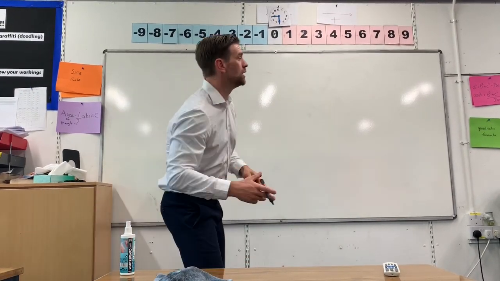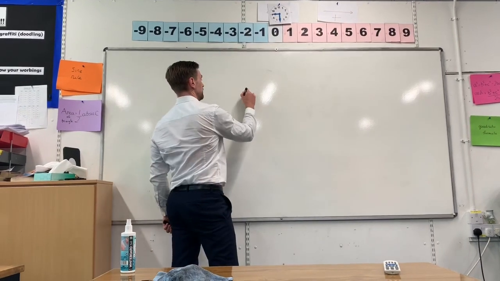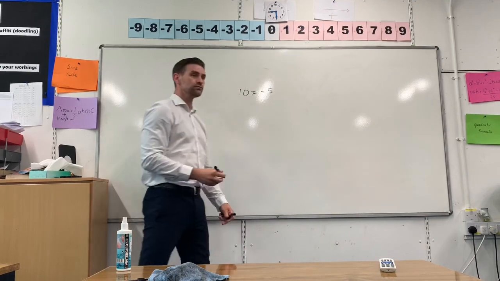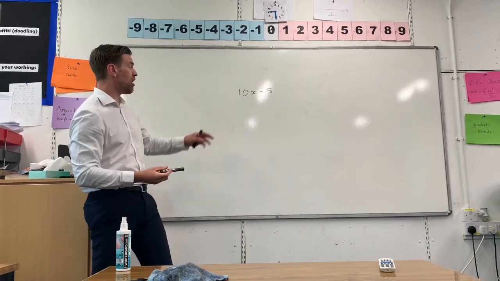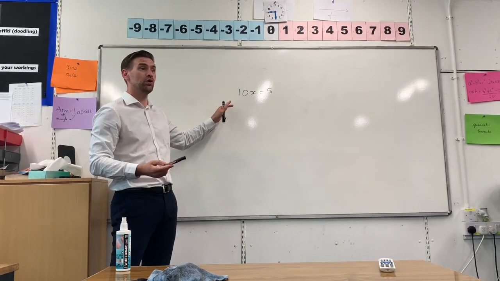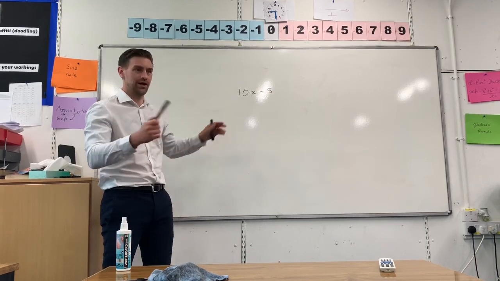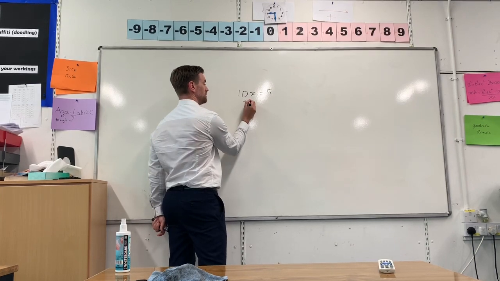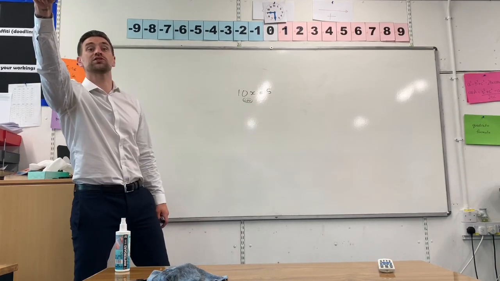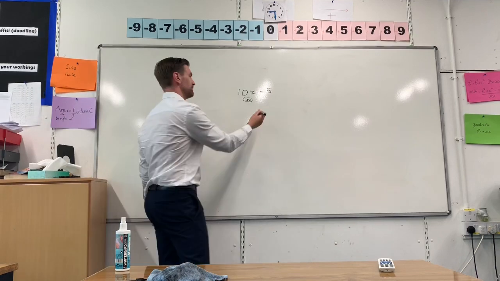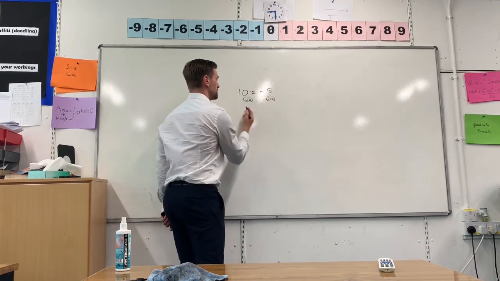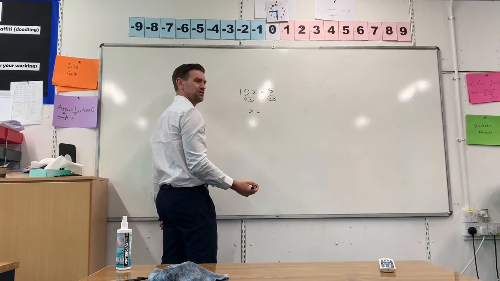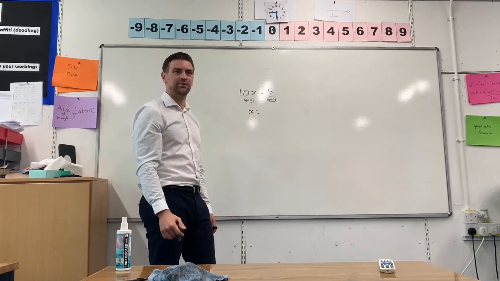Okay. Solve 10x equals 5. So this is the final step of solving an equation, and we always divide by the number of x's. How many x's are there here? 10. So I'm going to divide by 10. But what I do to one side, I do to the other. 10x divided by 10 is x. 5 divided by 10. 0.5. Sweet, nice one.